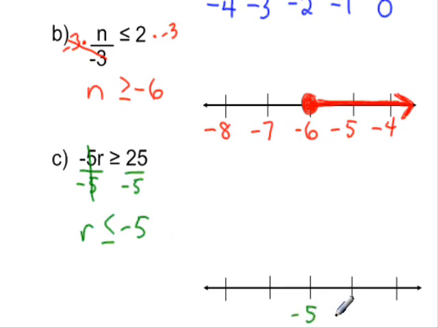On the right will be negative 4 and then negative 3. On the left is negative 6 and negative 7. Since it is less than or equal to, our dot will be closed and filled in. And r is less than or equal to negative 5, so that means that our arrow points to the left.